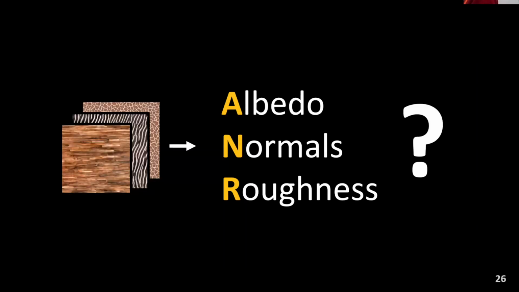So now that we have a way to extract texture from an arbitrary image region, we want to be able to get the intrinsic decomposition, which is, in our case, the albedo, normals, and roughness. And the question is how to do that.